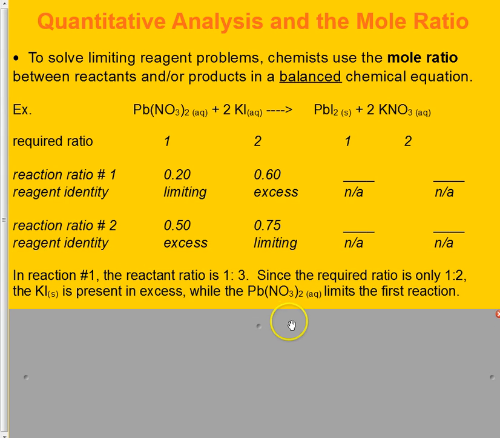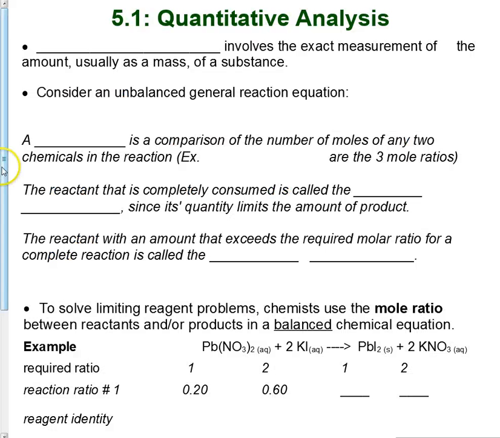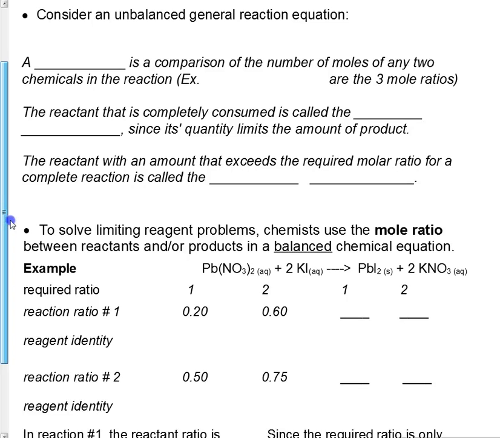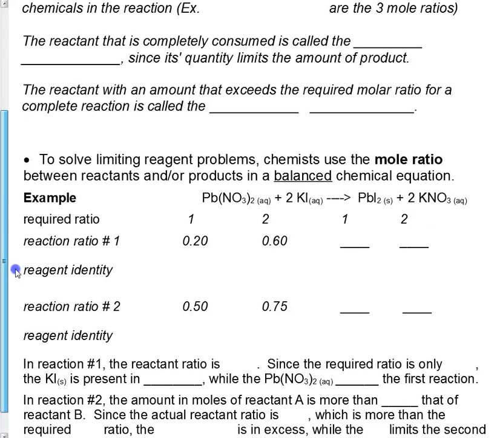Let's look at the first explanation. In reaction number 1, the reactant ratio, the actual, is 1 to 3. The required ratio is only 1 to 2. So we have more than what's necessary. That makes the limiting reagent the lead 2 nitrate, and the potassium iodide is the excess. So you can fill that in on your handout where you have information missing. You can be filling in the items that we just went through.